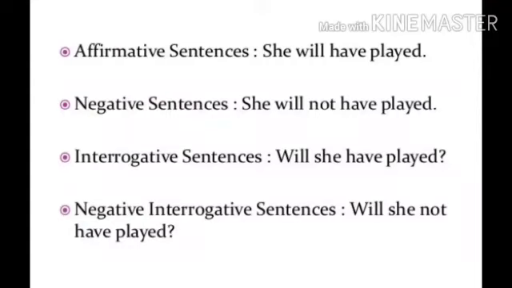In affirmative sentence we are having the example: she will have played. So as you can see here, she is our subject, will have is the helping verb of future perfect and third form of the verb. Now the sentence is: she will have played.